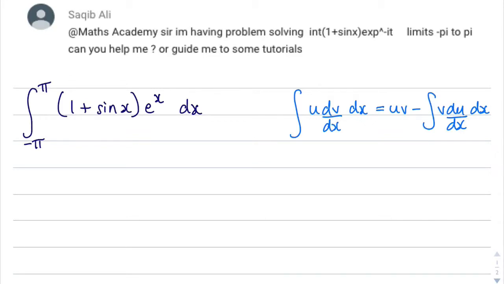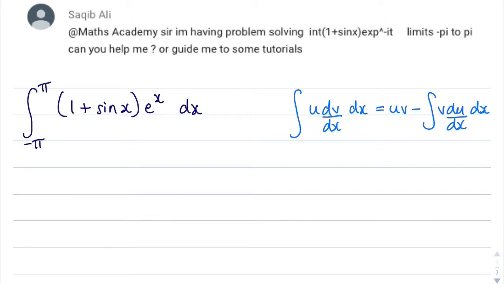This video is in response to a question from Saqib Ali, and he asked me if I could help him with the integral of (1 plus sine x) multiplied by e to the x, with limits of negative pi and pi. So here we go, and hopefully this will help. Now on the left hand side I've written the integral, and over on the right hand side I've written the rule for integration by parts, and that's what we're going to use.